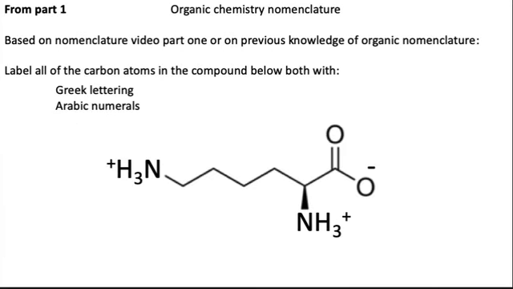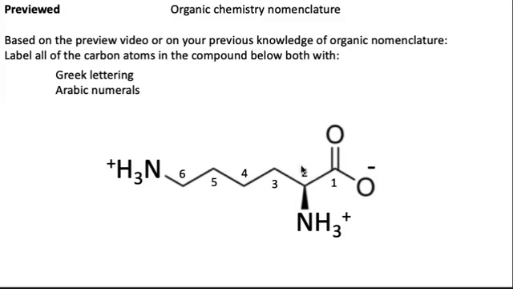Let's review a little bit from Part 1. Will you go ahead and use Greek lettering and Arabic numerals to designate each carbon in this structure? Please pause and do so. Well, of course, we looked for the landmarks. Oxygen is the biggest atom, nitrogen next biggest, then carbon and hydrogen. The number 1 carbon will have to be by the biggest landmark. It'll be linked to the carbon in the carboxylic acid. 1, 2, 3, 4, 5, 6.